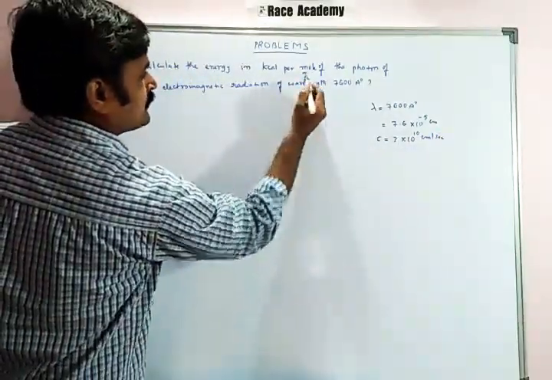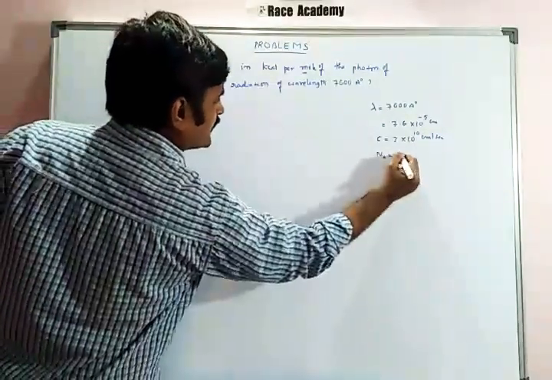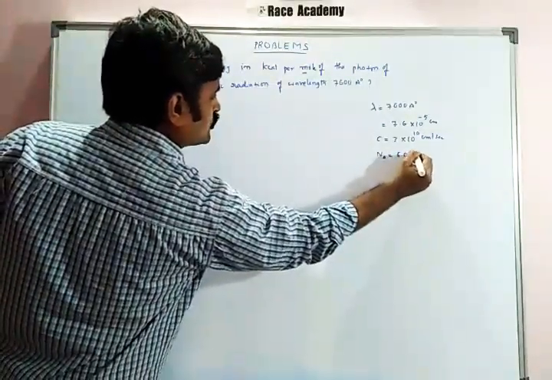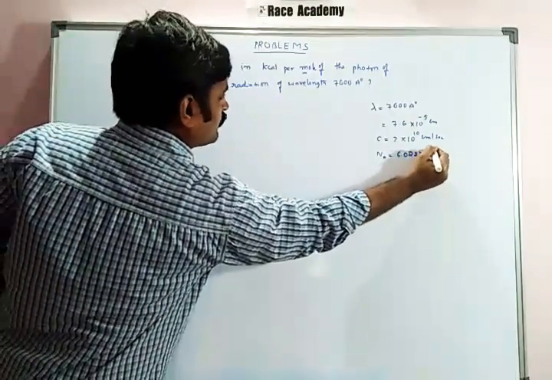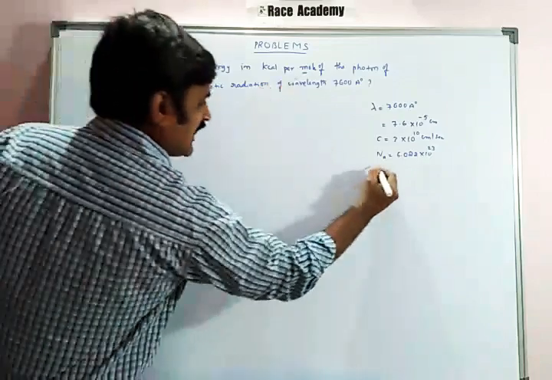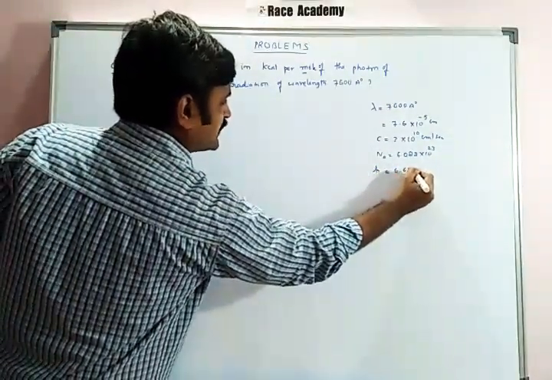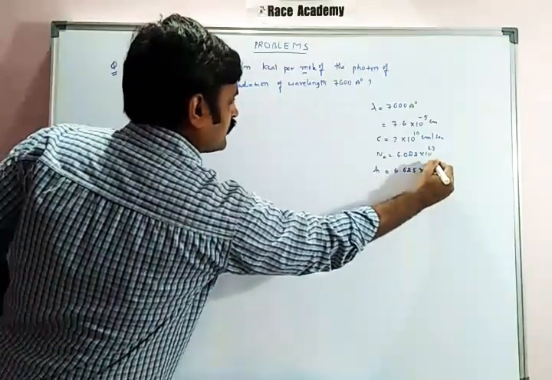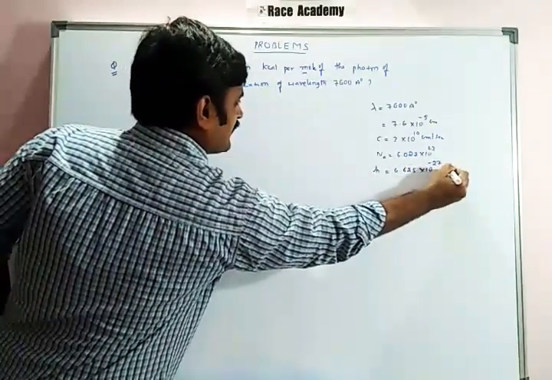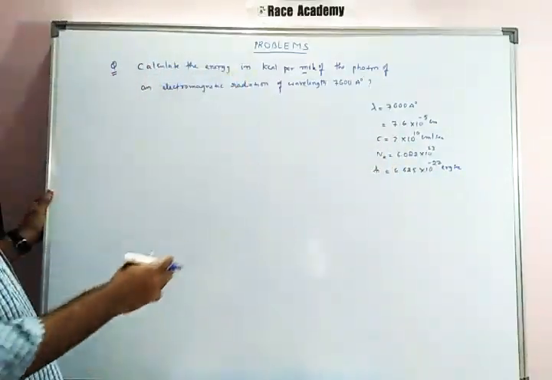When they are talking about per mole, then you can take the Avogadro number value in the formula, that is 6.022 × 10^23 photons. And the h value, in ergs, we take 6.625 × 10^-27 erg second. So we have all these things.